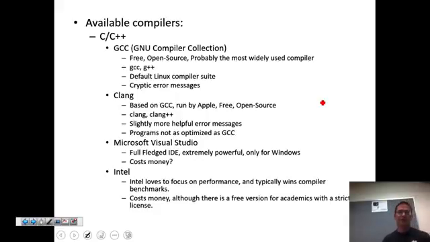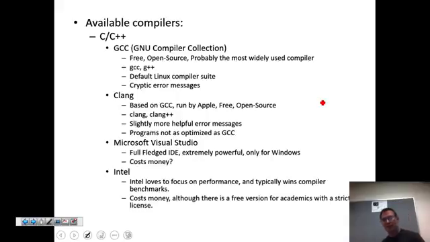Then there's Clang. It's based on GCC. This is a project that was started some years ago by Apple. It's free, it's open source. Clang and Clang++ have slightly more helpful error messages. And sometimes if I'm having problems, I will compile using this to try and figure out what's going on. The programs are typically not as optimized or efficient as GCC, but a lot of people like it.